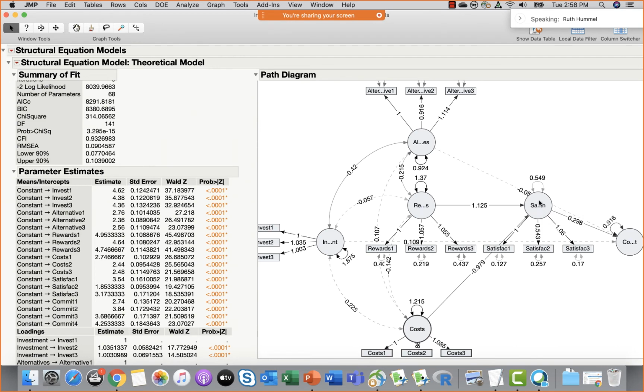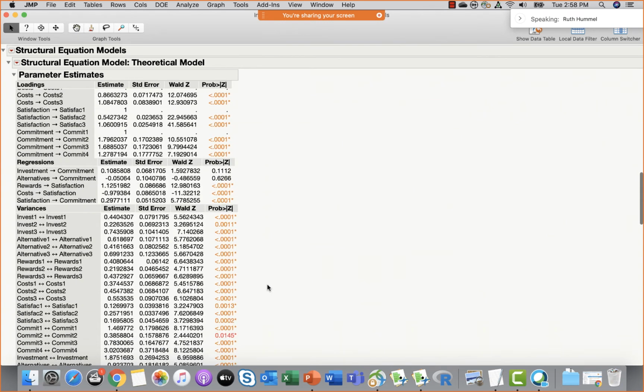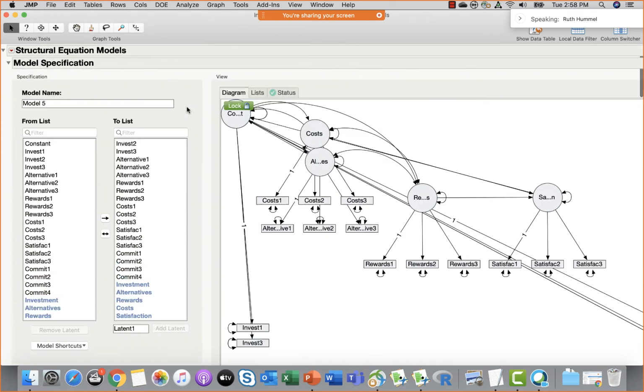And then satisfaction also directly impacts commitment. So here we have a mediating effect. Satisfaction is mediating the effect of costs and rewards onto commitment. So here again, when we look at the output, what we really want to check is for those statistically significant relationships, and the regressions are often the most interesting thing. So here's where we see that investment directly to commitment, non-significant. Alternatives directly to commitment, non-significant. But the other three, rewards and costs to satisfaction, those were significant, and satisfaction to commitment was significant. So that's the idea of this platform.